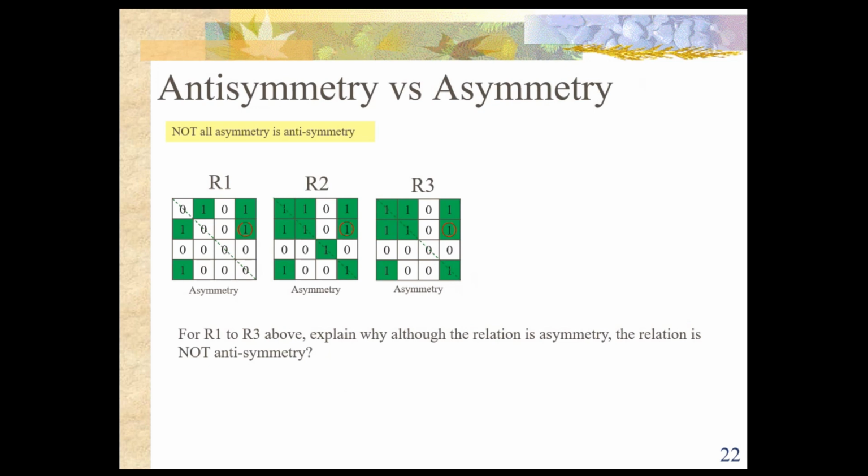Not all symmetry is anti-symmetry. Okay, let's look at an example. Not all asymmetry is anti-symmetry. Look at this. R1, relationship R1. Obviously, it is not symmetrical, it's asymmetry, because you see, it looks different, right? Imagine you put a mirror here along the diagonal line. By right, both segments must look similar, but it is not. So it's not symmetry, it's asymmetry.